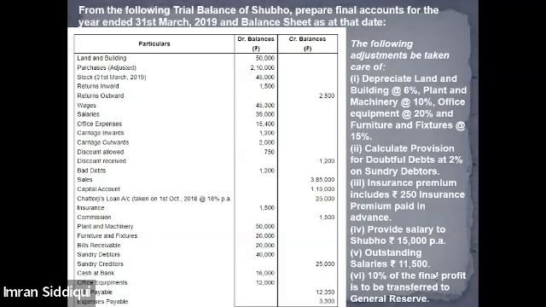26,685. And balance sheet total should be 239,050 rupees. 239,050. Understood? Everybody?